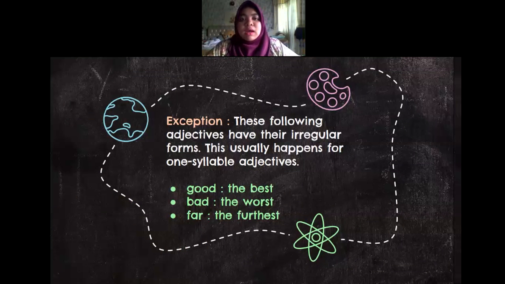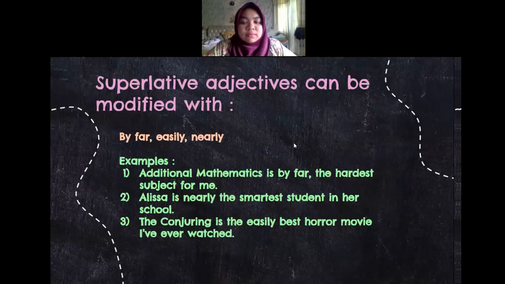However, just like comparative adjectives, there is a section for superlative adjectives. These following adjectives have their irregular form. This usually happens for one-syllable adjectives. For example, good. The superlative adjective for good is the best, for bad is the worst, and for far is the furthest.